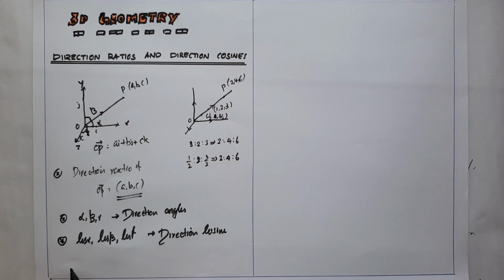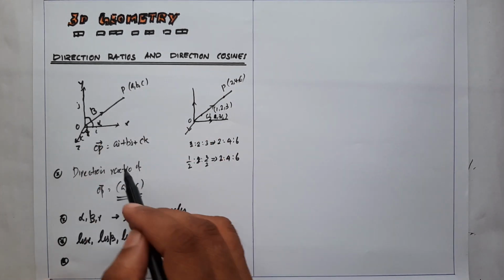Okay. Now we find direction cosines using direction ratio. Actually vector OP is already known.